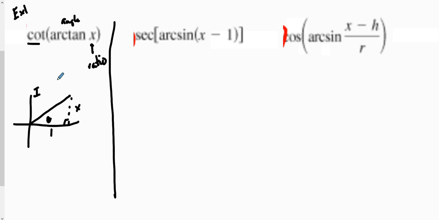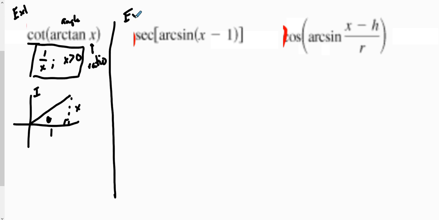Well, we're trying to find cotangent. Cotangent is the reciprocal of tangent, so our answer is going to be 1 over x. And obviously, x has to be greater than 0, because it has to be positive if we have that right there. And that would be our solution.